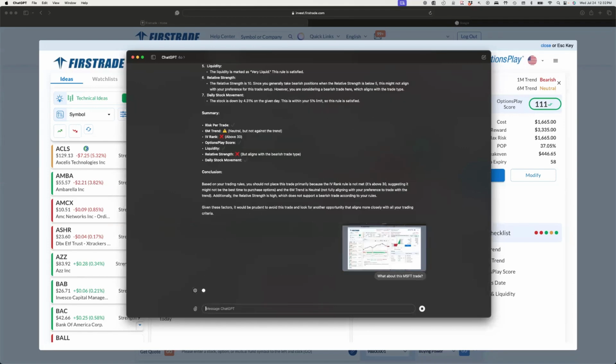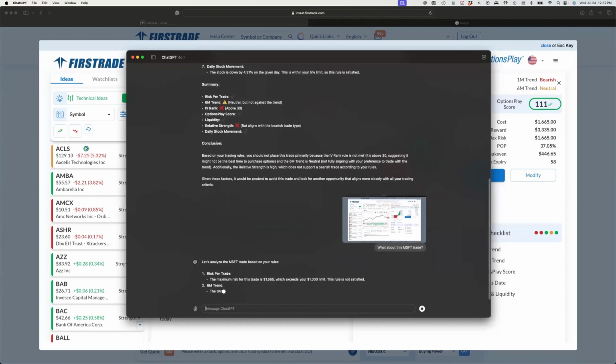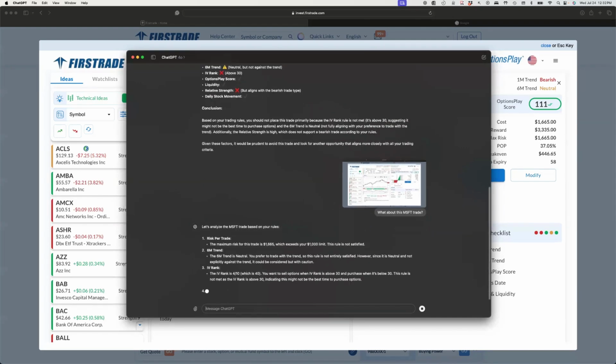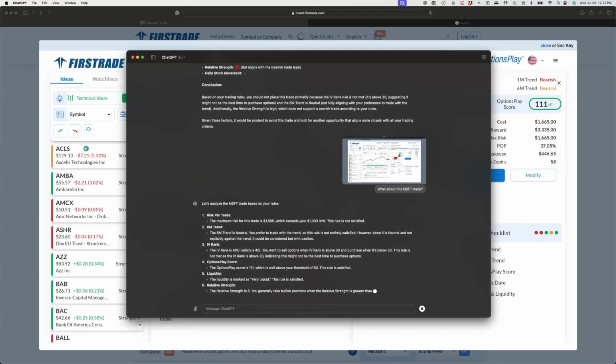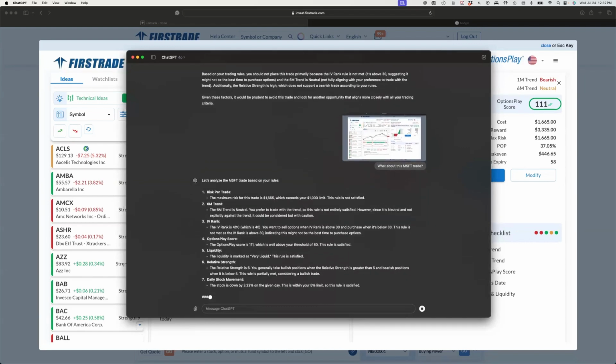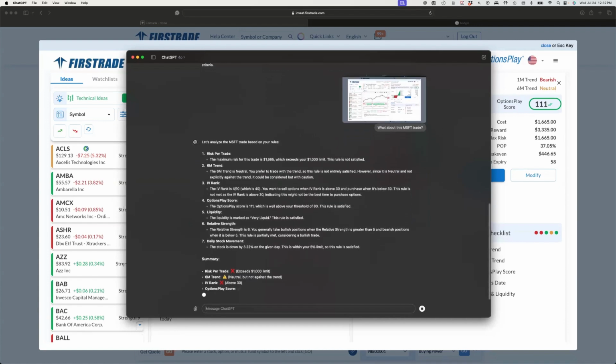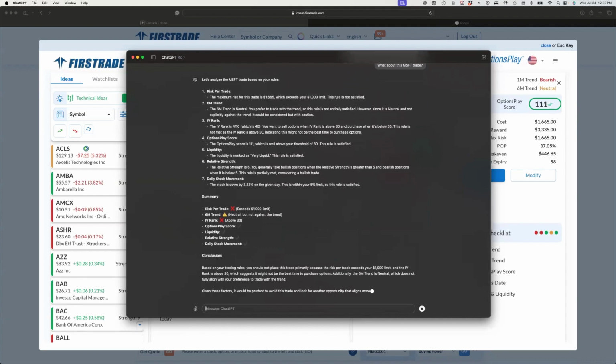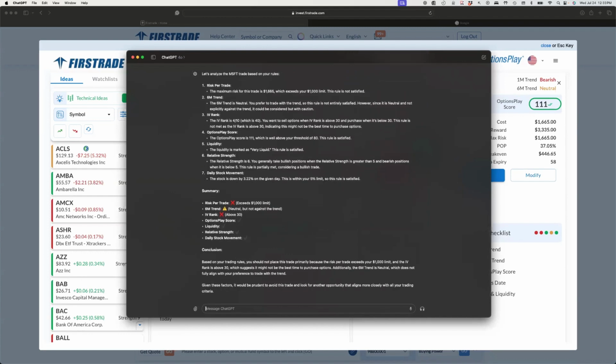As you can see, once I've put in the work once, the next trade becomes much easier, right? So this tells me my maximum risk on this trade is $1,665, which exceeds my $1,000 limit. Right off the bat, I've exceeded my rules. Here, as you can see, out of the seven rules, I'm effectively breaking three of those rules now, right?